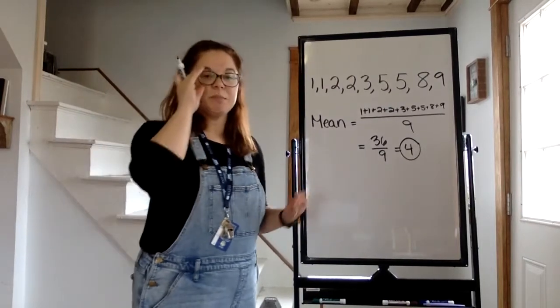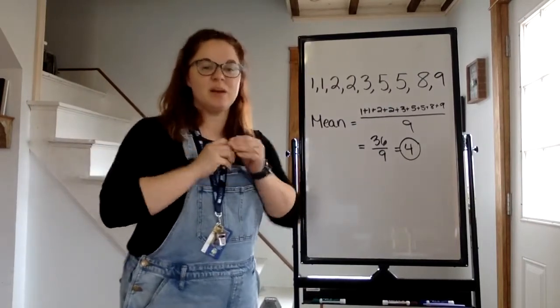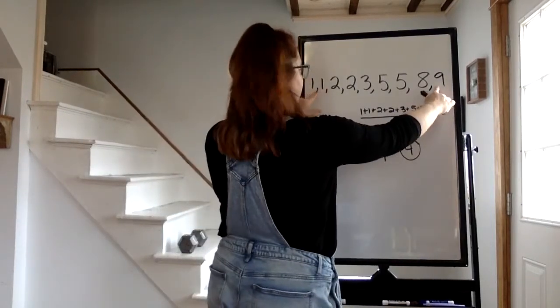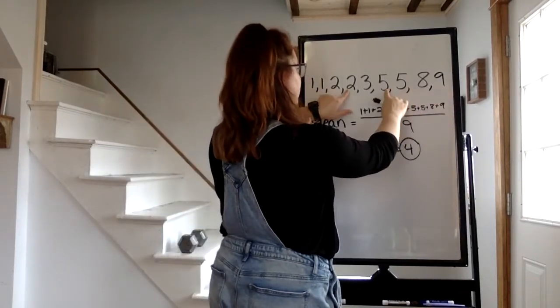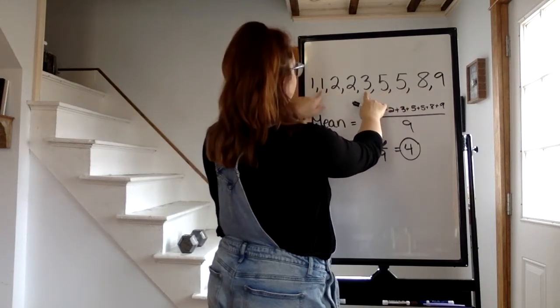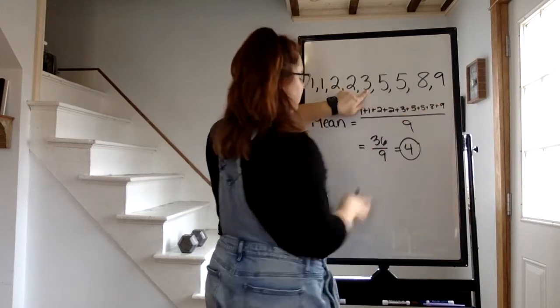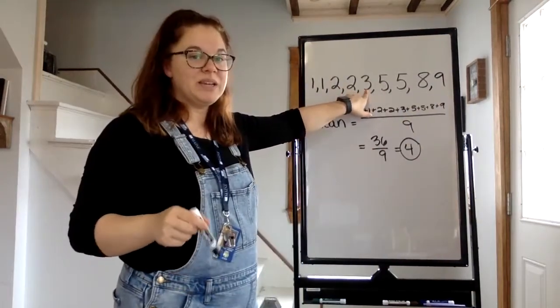Then we're going to look at the median. The median is the middle number in a set of numbers. So we count in. We've got 1, 2, 3, 4 data points on that side, and 1, 2, 3, 4 data points on that side. So our median is 3.